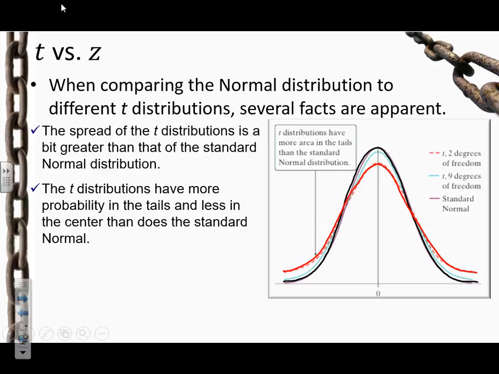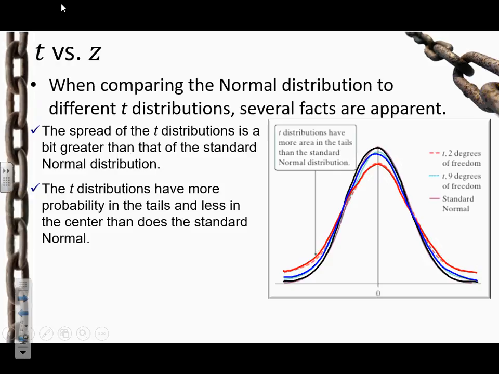The degrees of freedom affect how it's described? Yes. So the fewer the degrees of freedom, the shorter it's going to be, and the wider the tails are going to be. Because notice when we go to the blue line and we look at 9 degrees of freedom, we start to get more area in the center and less area in the tails.